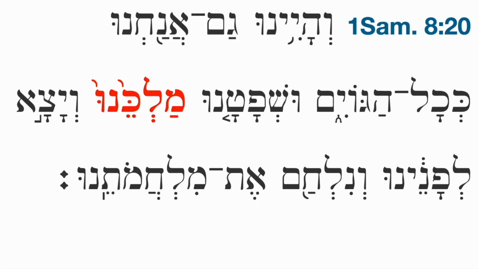We see that form in 1 Samuel 8:20. And there we have, V'hayinu gam anachnu kechol hagoyim, ushfatanu malkenu v'yatza lefanenu v'nilcham et milchamotenu. So in order that we may be, so the vav at the beginning here is going to be in order that we may be, also we, there's the pronoun for emphasis, in order that we may be like all the nations, or so k means like, chol, all, and hagoyim, the nations. Kechol hagoyim, like all the nations, ushvatanu, and that he may judge us.